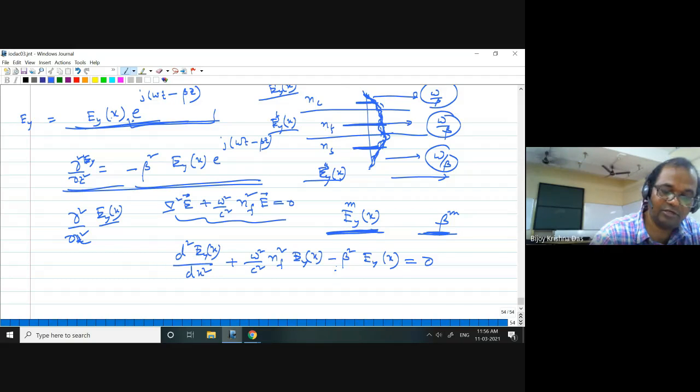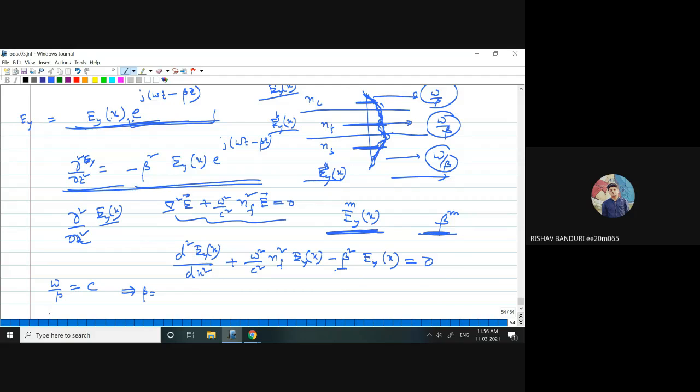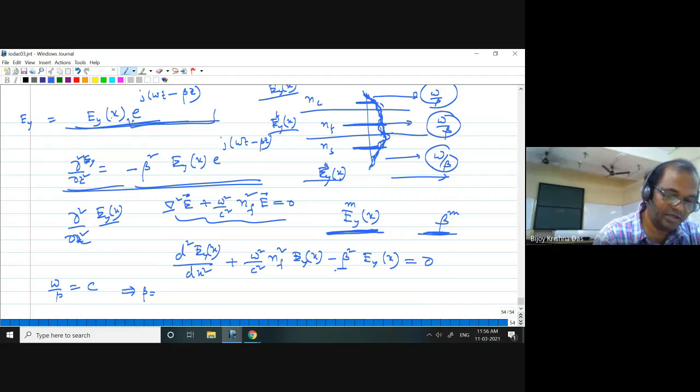Now I will just modify this one a little bit. What is beta? Omega by beta equal to c, right? So that means beta equal to, is that correct? Omega by beta equal to c. Anyone? Respond. Sir, if beta equals 2 pi by lambda, then it's okay. But here in the material medium.